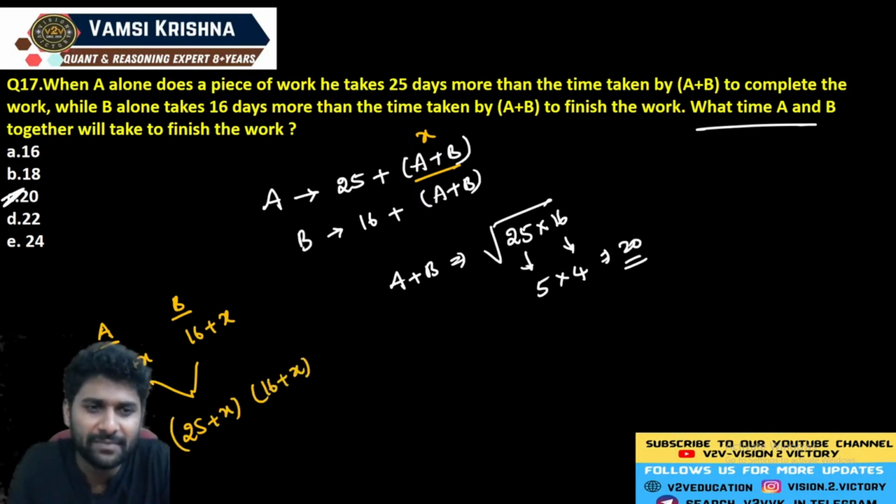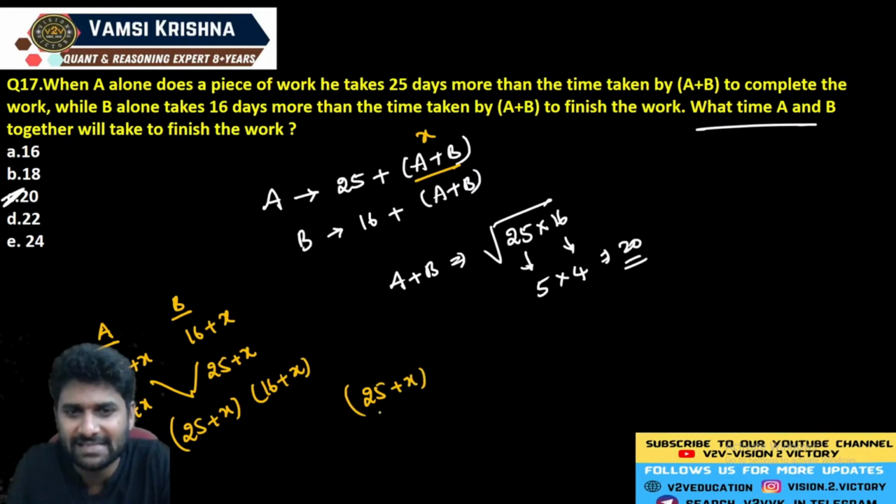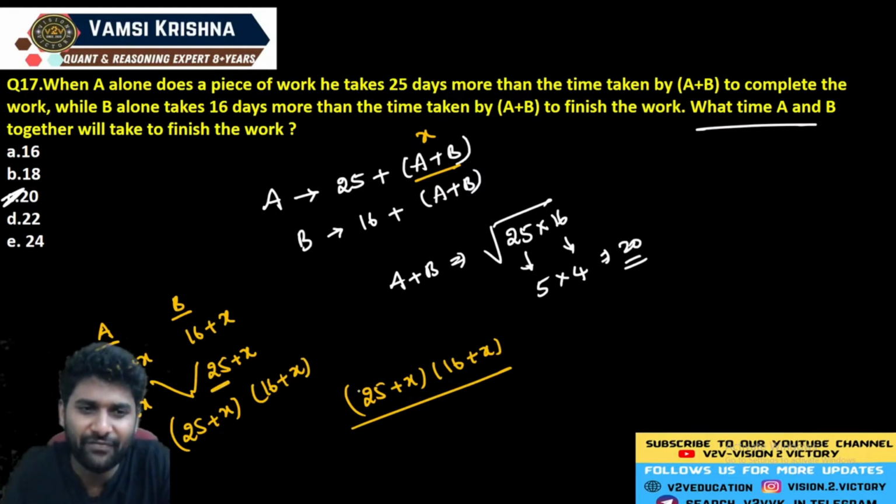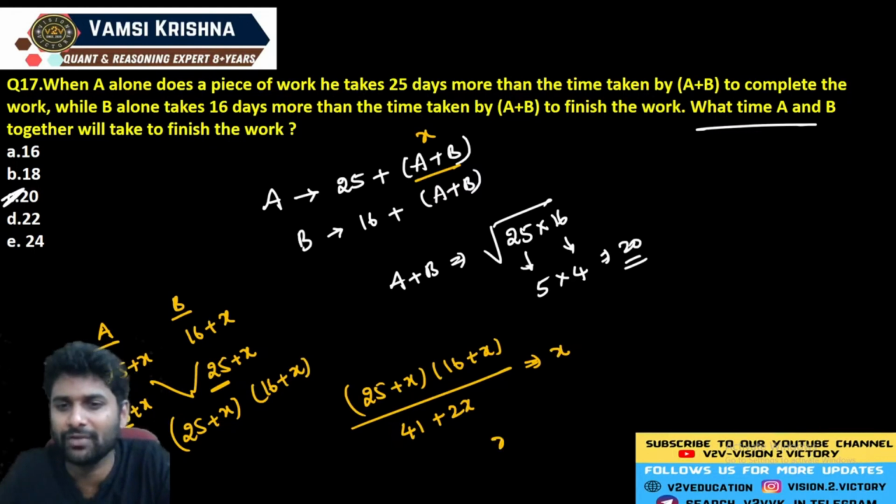Now A takes how much time? 16 plus X. B takes how much time? 25 plus X. Now total work means 25 plus X and 16 plus X. So total work divided by the efficiency of that person. So 16 plus 25 is exactly equal to 41 plus 2X. Now you already know that if A and B complete the same work in X days, just cross multiply them, then you will get the value of X.